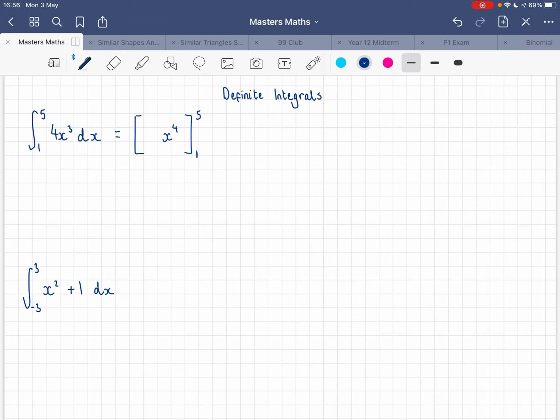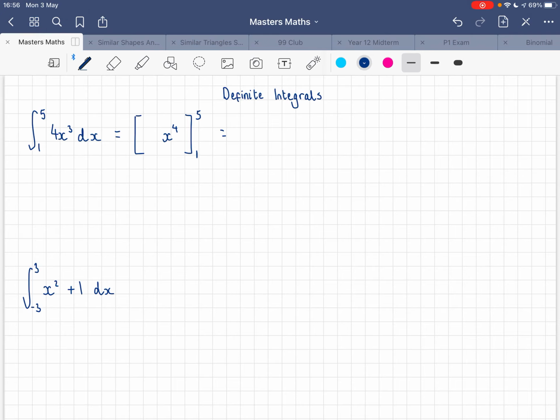All we're going to do with those numbers is substitute 5 into the integrated expression, then substitute 1 into the same expression, and then subtract the two values. That's why you don't need c: you're going to work out what 5 to the power of 4 is and what 1 to the power of 4 is, and then subtract them. If you had a c in both, because we're subtracting, they would cancel each other out.